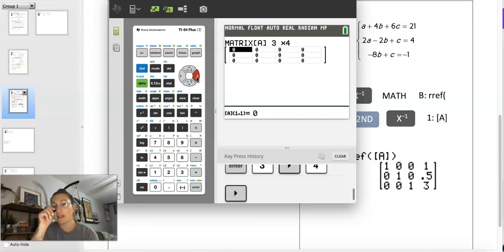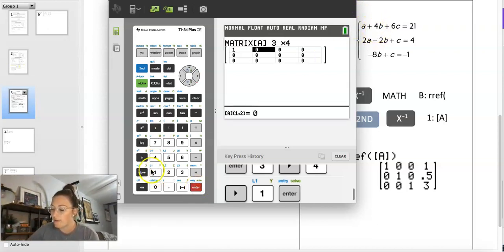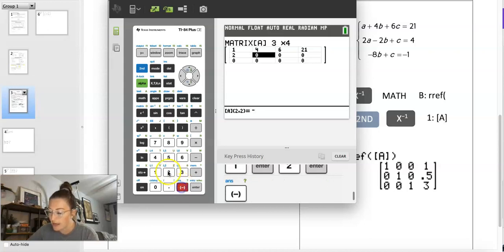Okay, it's going to fill in per row. So you guys can just put in the number, press enter. This number right here would be a 1. There's an imaginary 1 there. So 1, enter. Then I have a 4. Then I have a 6, and then I have my answer of 21. Okay, next row I have 2. I have a negative 2. I have a 1 and a 4.